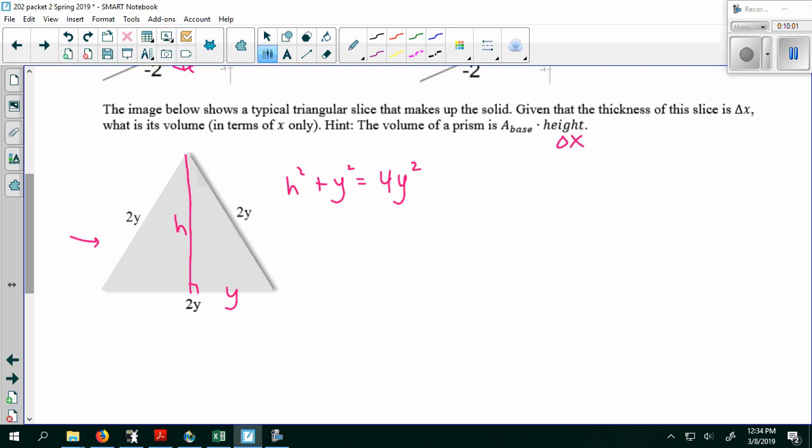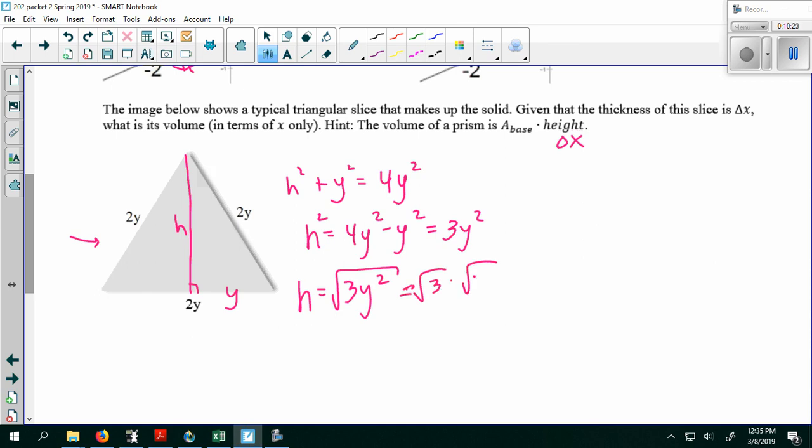Solve for h. So h squared is 4y squared minus y squared, which is 3y squared. Right? Those are like terms. You can add them. So h is the square root of 3y squared. But that's the same thing as square root 3 times the square root of y squared. And the square root of y squared is just y. So h is actually square root of 3 times y.